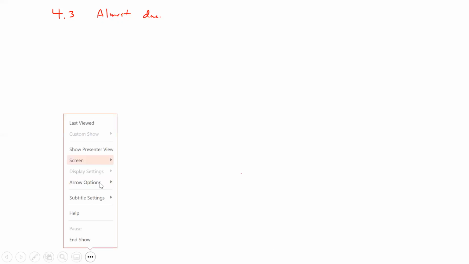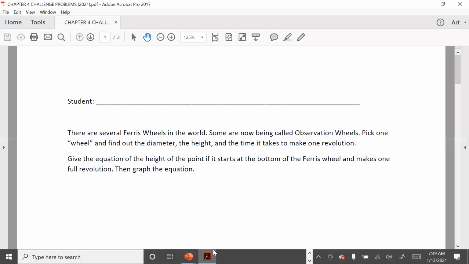I want to see if I can jump out of here. Screen, show, taskbar. I forgot to print these out for you, but at least I want to talk through them so I can email it to you guys. So let's go with it. I got some challenge problems here for you guys.